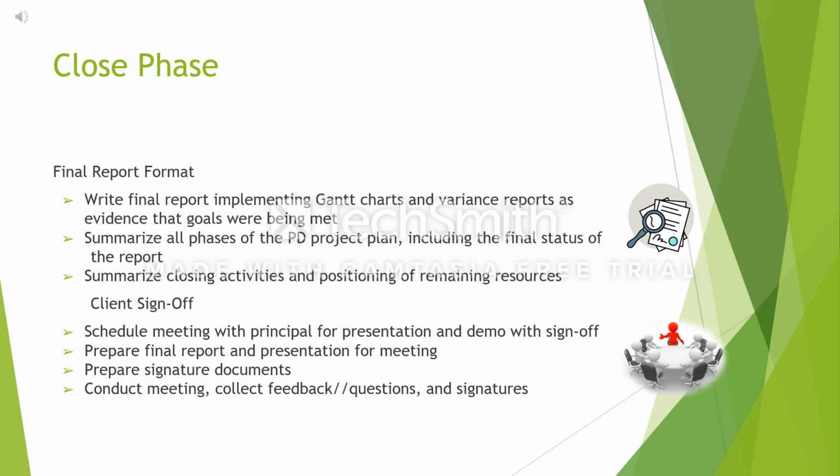One of the checklists will include final report format, writing the final report implementing the charts and various reports as evidence that goals were being met, summarizing all phases of the project plan, including the final status of the report, in addition to summarizing closing activities and positioning of remaining resources.